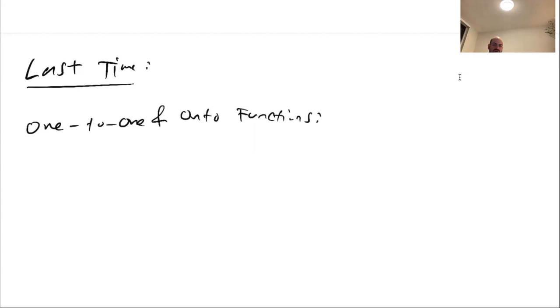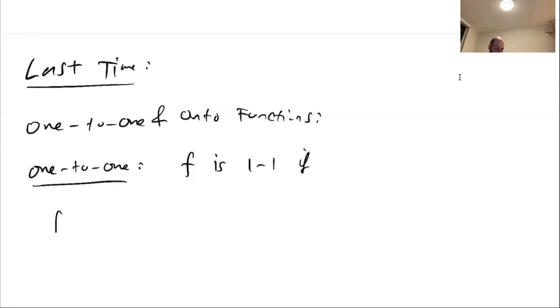Let's remind ourselves quickly about these concepts again. So a one-to-one function means, mathematically, f is one-to-one if f of a equals f of b implies that a is equal to b for every a and b in the domain of f.